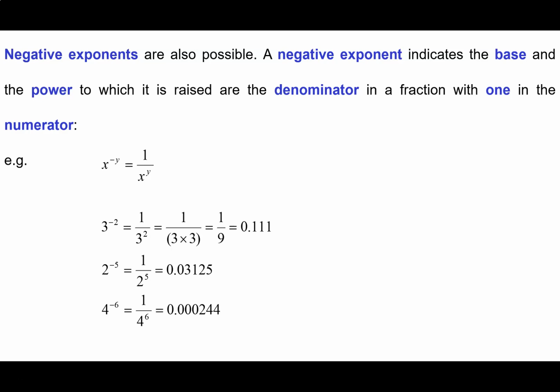Negative exponents are possible, as I mentioned previously. A negative exponent indicates the base and the power to which it is raised are the denominator in a fraction with a 1 in the numerator. So what does that mean? It means like this: if I have x to the minus y, that is the same as 1 over x to the y. Now we'll often see this where people want to write everything on one line rather than entering fractions, and that's common on a computer.